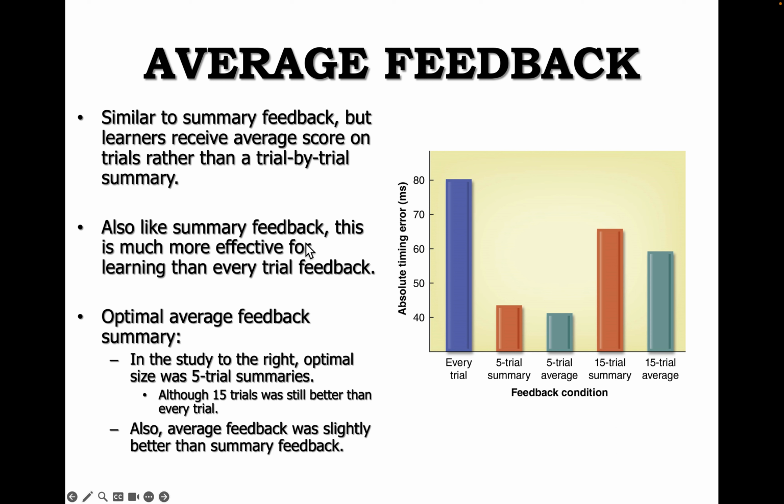Now, like summary feedback, average feedback is much more effective for learning than getting feedback after every trial. In this particular study, the optimal average feedback summary size was 5 trial summaries, meaning that averaging the feedback after 5 trials was the best. In this particular experiment though, getting an average feedback after 15 trials was still better than getting feedback after every trial.